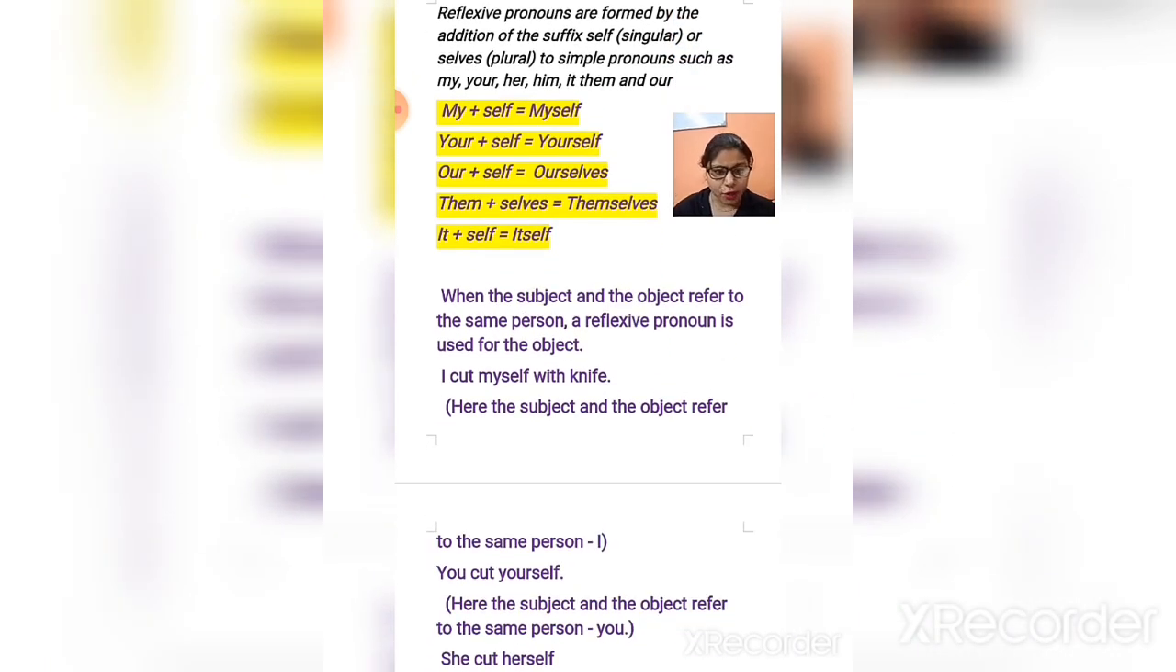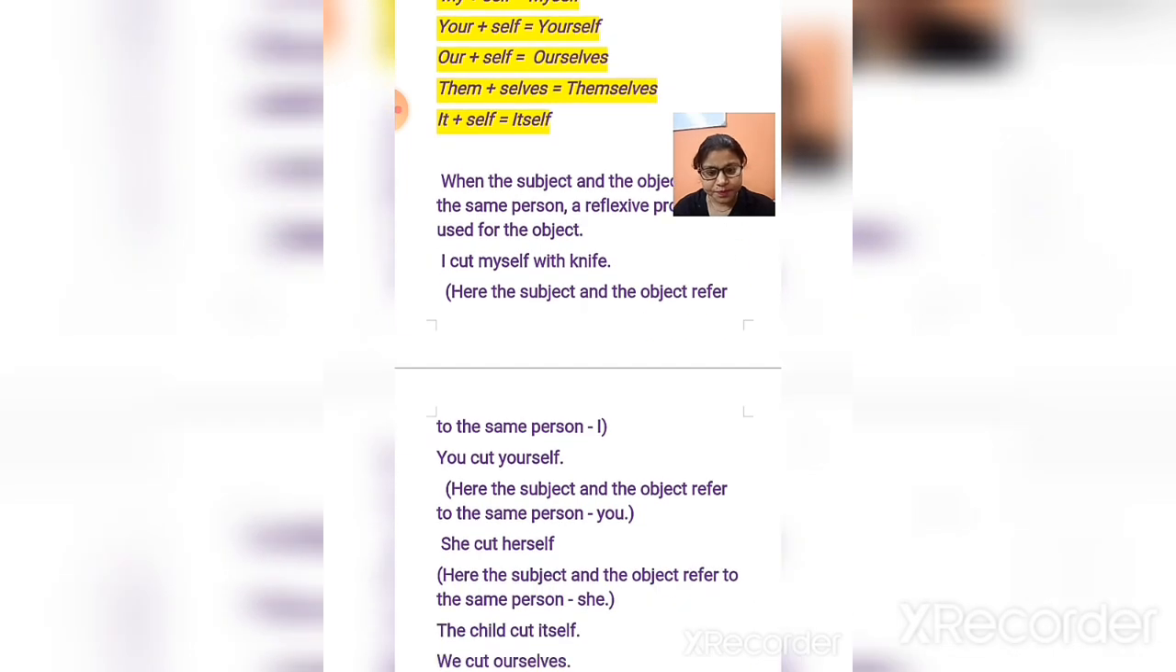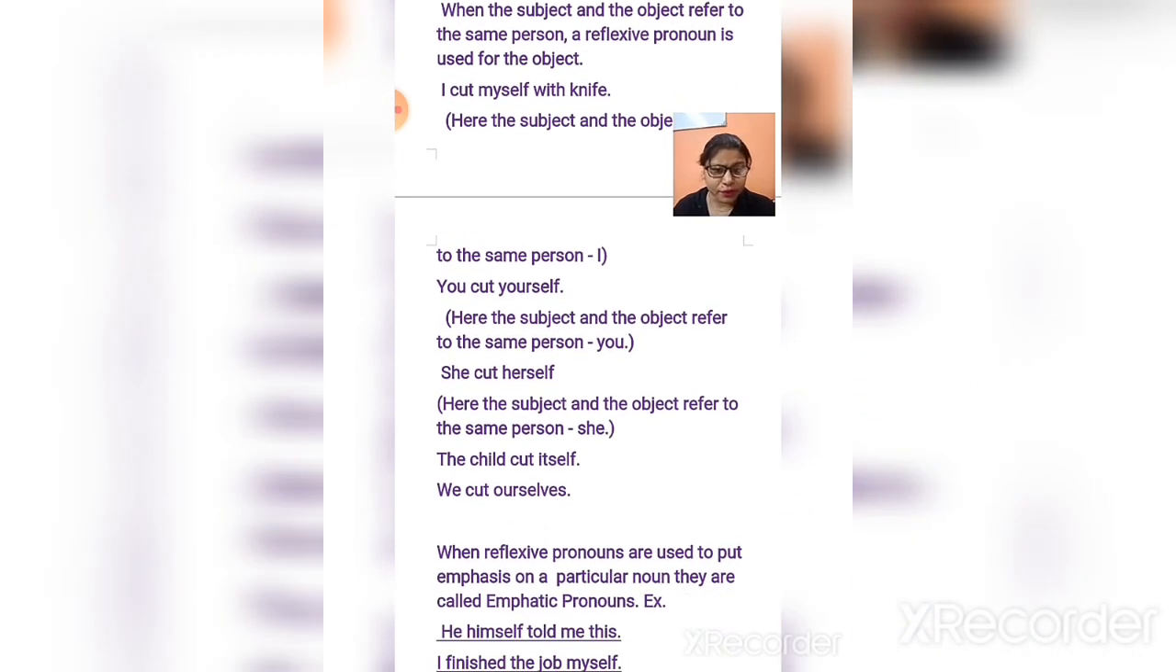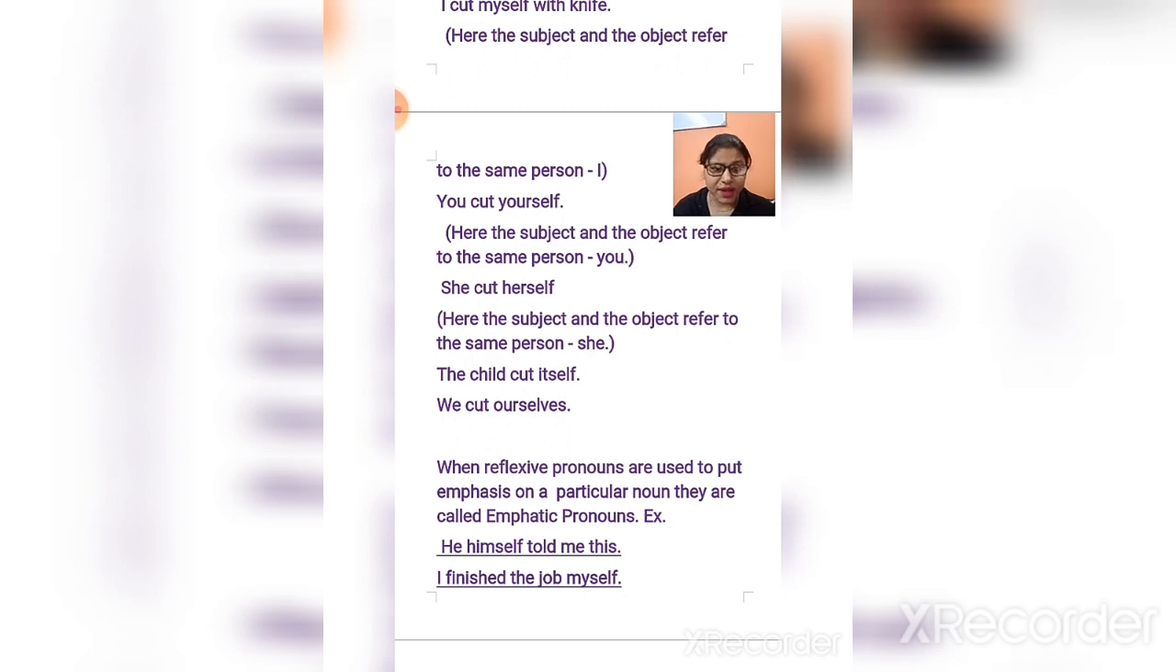When the subject and the object refer to the same person, a reflexive pronoun is used for the object. Example: I cut myself with a knife. Here the subject and the object refer to the same person, I, so it becomes a reflexive pronoun. You cut yourself. You and yourself both refer to the same subject. She cut herself. She and herself both refer to the same person. The child cut itself, and we cut ourselves.